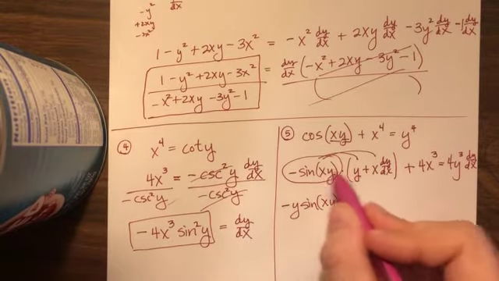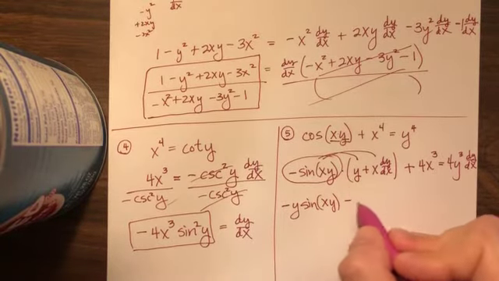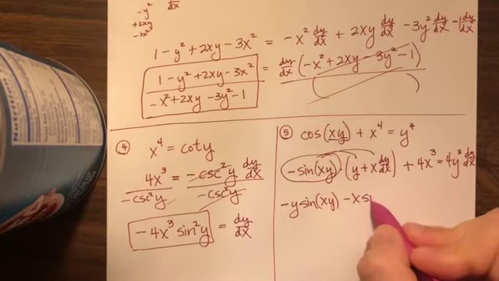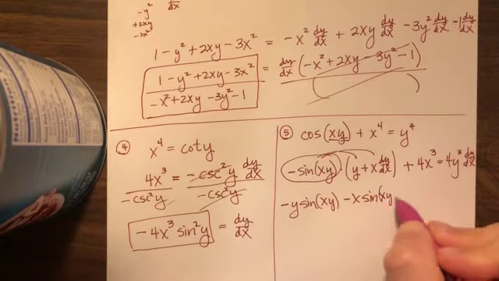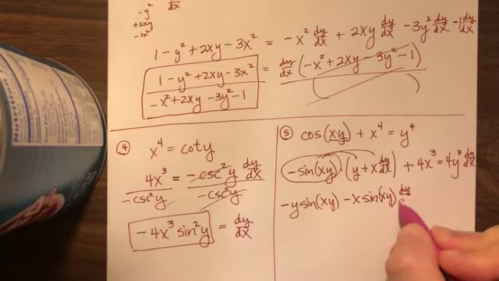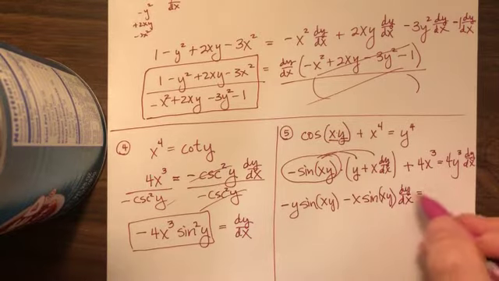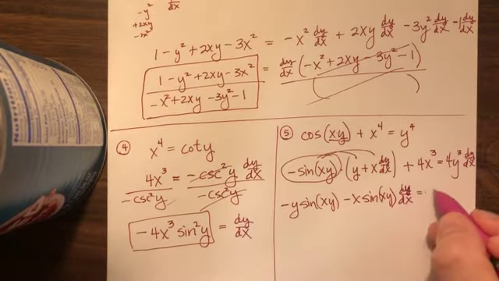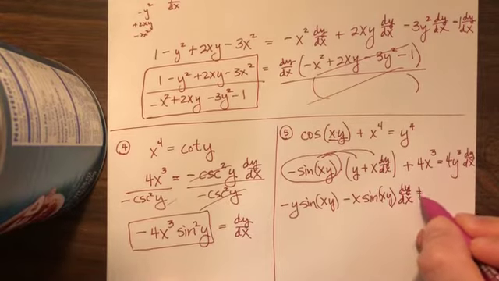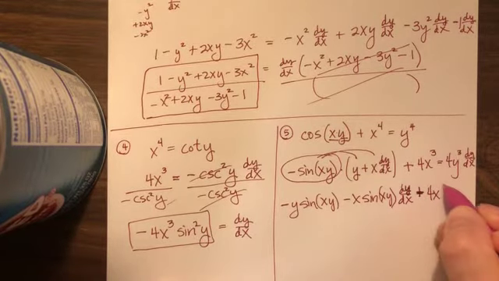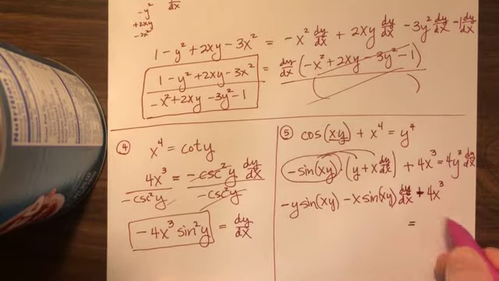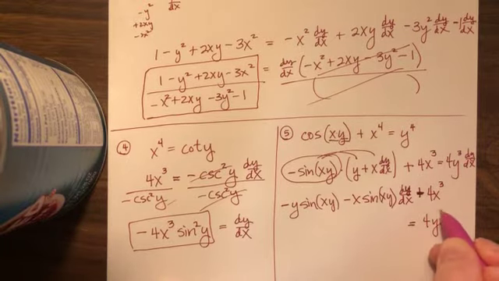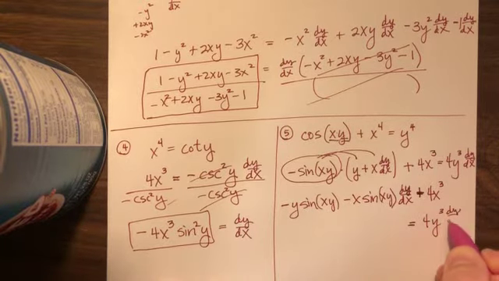Yeah, these two look like this. And then minus x, throwing the x in front, sine of xy, in parentheses, dy dx. So no longer in the parentheses. He's out and about, can combine with other guys. Oh, don't forget you got plus 4x cubed on that side. On the other side, we have just one term, and that's 4y cubed dy dx.